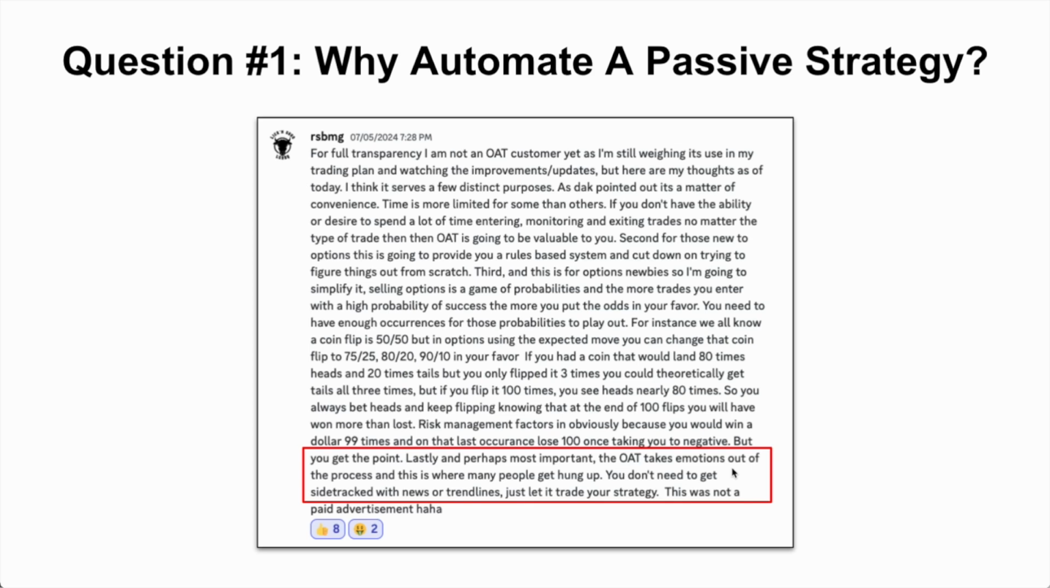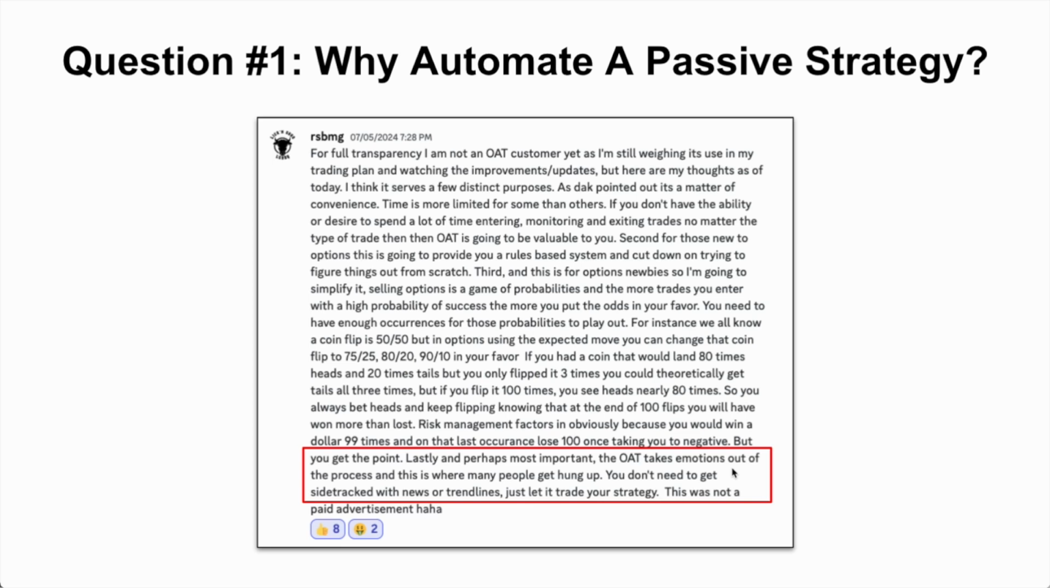And so again, with this, the options auto trader has flawless execution of the strategy that you told it to use. And so automating a passive strategy is the only way to have true financial freedom and true income that is passive. Now, what do I mean by this?